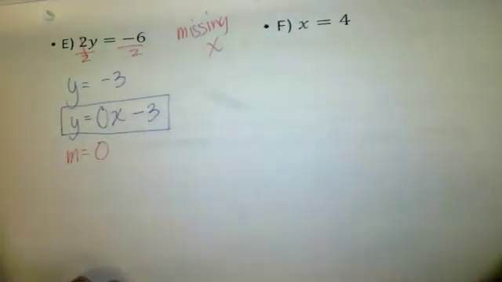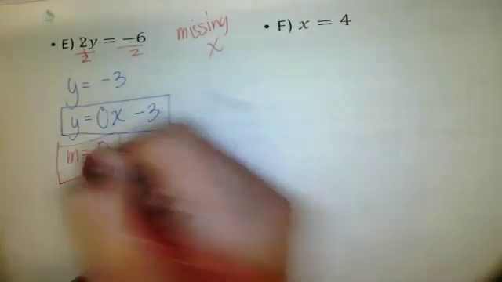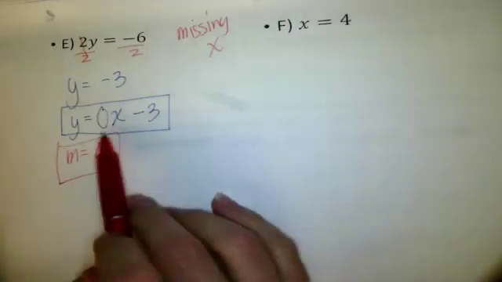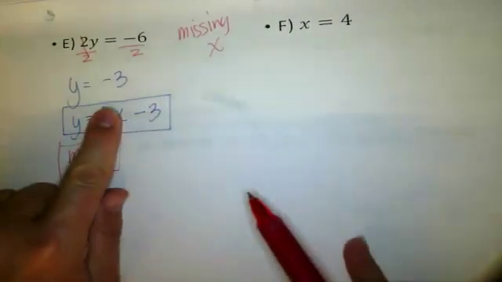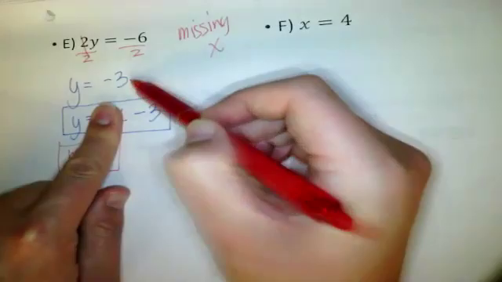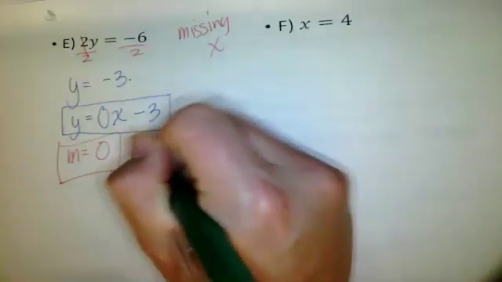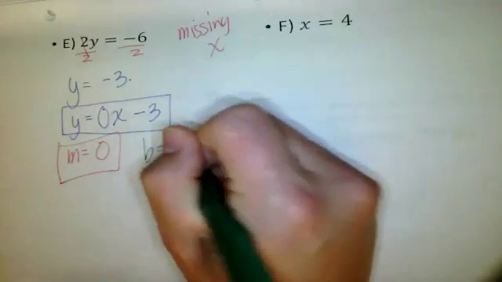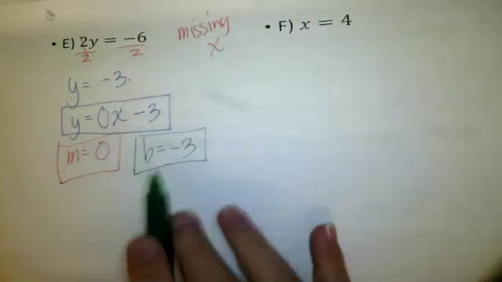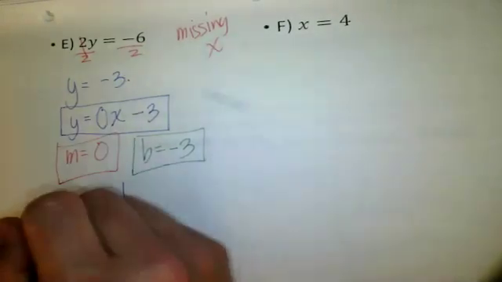0. The slope is 0. The number in front of x is 0. 0 times x is 0. We wouldn't normally see it there, and we just have the -3, which is right here. Okay, so if the x is missing, know that that slope is 0. And then the y-intercept is -3. So we can graph this exactly the same way.